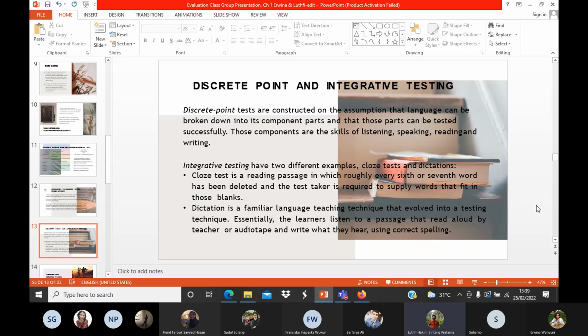Integrative testing has two different examples, like a cloze test and dictation. A cloze test is a reading passage in which roughly every 6th or 7th word has been deleted, and the test taker is required to supply words that fit in those blanks. Dictation is a familiar language teaching technique that has evolved into a testing technique. Essentially, the learners listen to a passage that is read aloud by the teacher or an audio tape and write what they hear using the correct spelling.